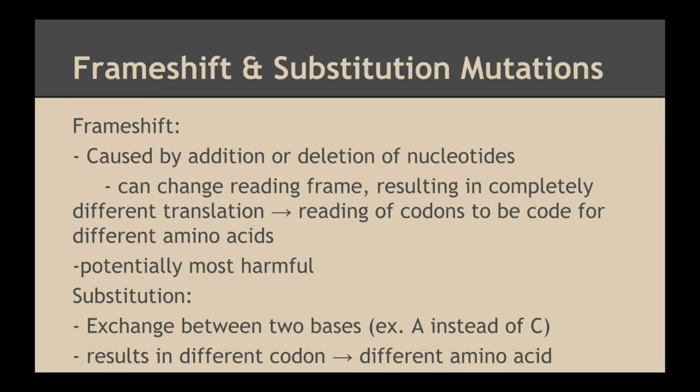There is also substitution mutation, which is also known as point mutation, in which one specific base is exchanged for another one. For example, if adenine was used instead of cytosine. And this results in a different codon and a specific different amino acid. However, the effects of this are much more subdued in comparison to the ones such as a frameshift mutation because of the fact that only one codon would be affected.